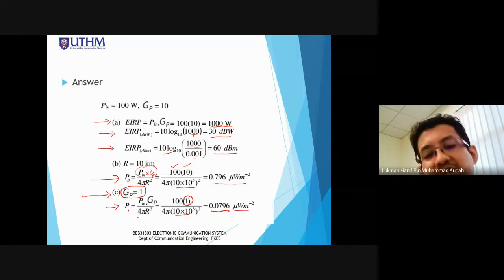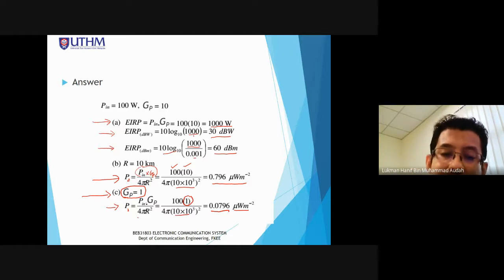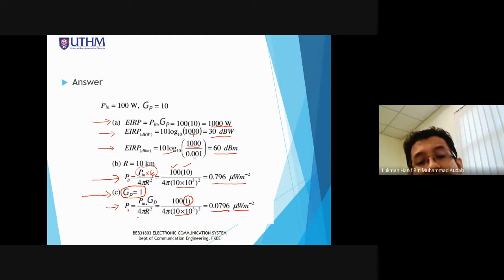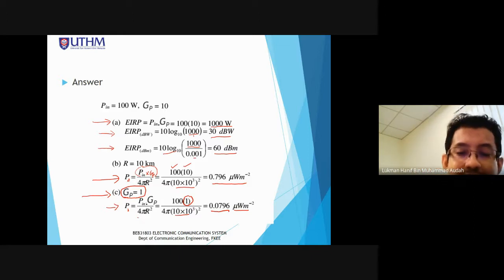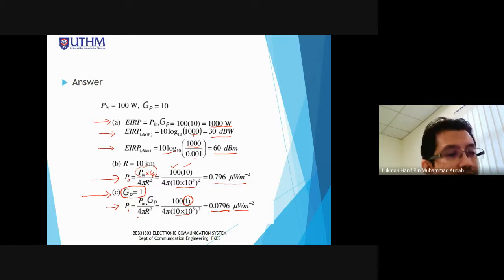0.0796 microwatt per meter squared. See? At the same distance, 10 km away, this isotropic antenna can only achieve a power density about 10 times lower than the real antenna. So the wave's power density, the power per unit area produced by this isotropic antenna, is actually smaller. The wave is weaker compared to when we use a real antenna. Okay. So if you have questions about this, you can ask. If not, I will continue with the next example.